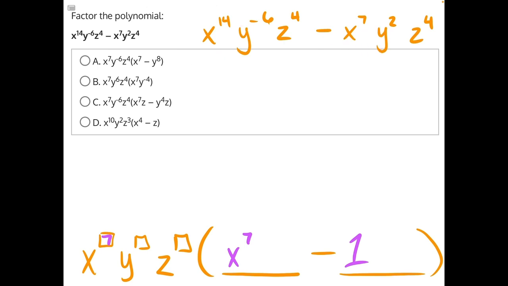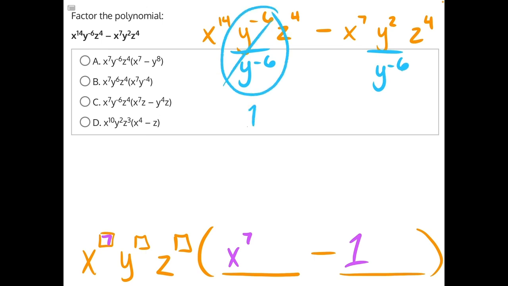Now looking at our y variables, the greatest common factor between y to the negative 6 and y to the 2 is going to be y to the negative 6. So we'll divide both of these by y to the negative 6. Anything divided by itself is always 1. So we'll be left with 1 after that division.